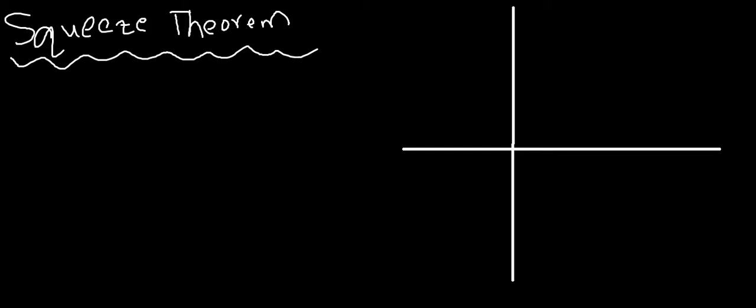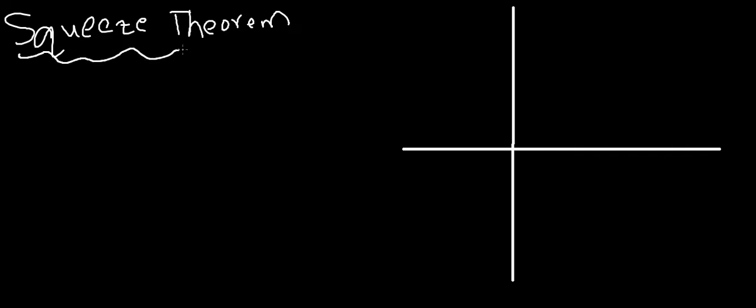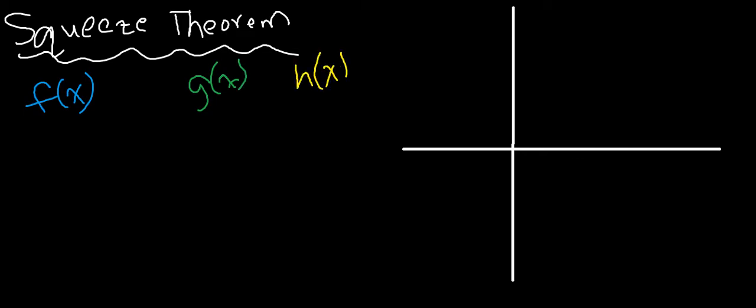So let's say I've got three functions. I've got the function f of x, another function g of x, and another function h of x. I'm just color coding them right now so you guys can understand. So let's just say that g of x is like the middle function.